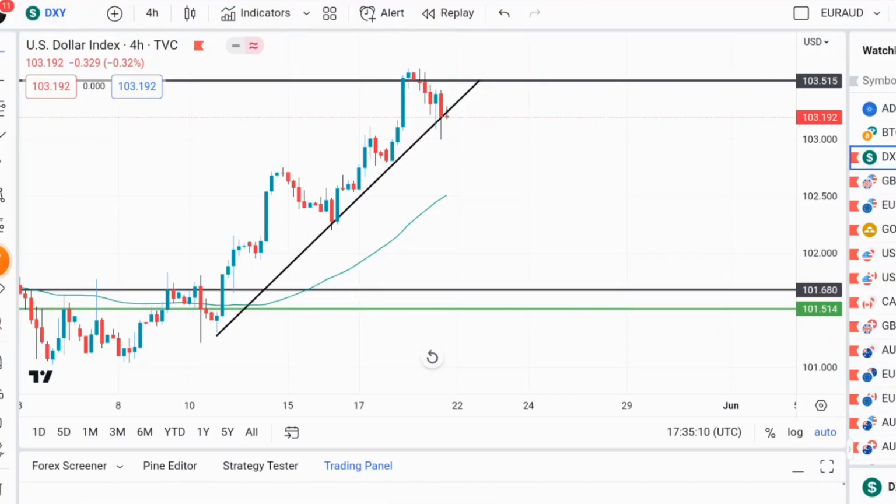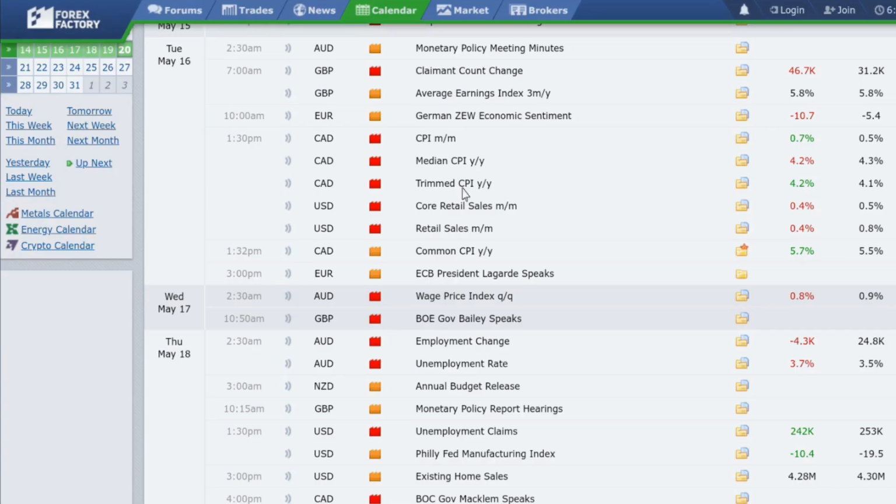The US dollar caught most of the traders' attention last week as the US debt ceiling talks have not reached a conclusive agreement. So this is the weekly forex forecast. Let's go through the fundamentals before we continue with the technicals.